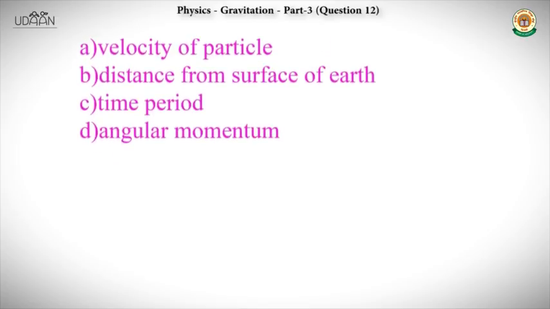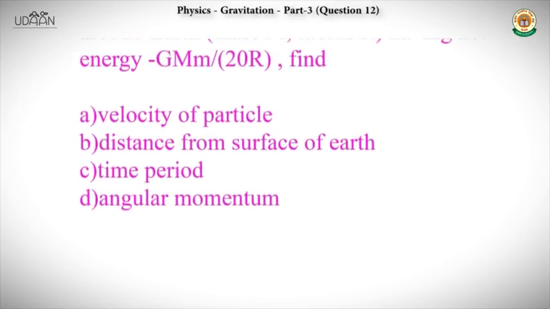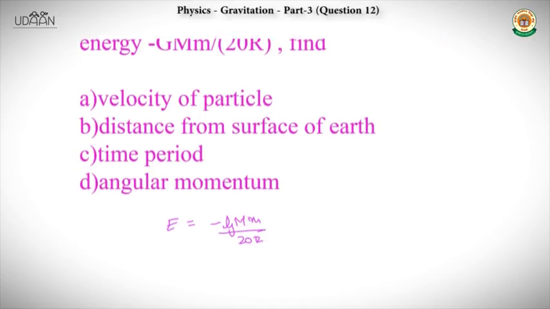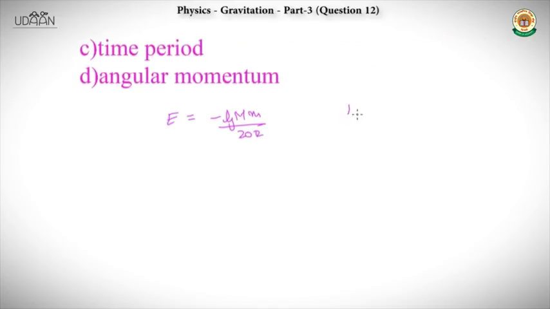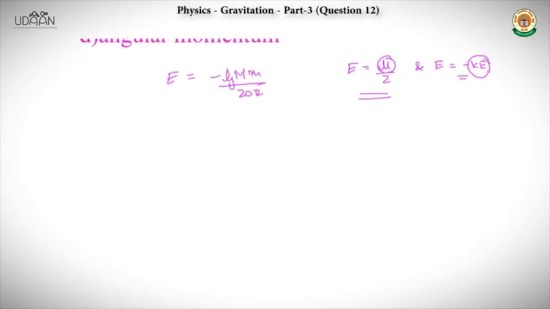We'll begin by writing down the energy. It's given as minus GM upon 20r. We'll use the previous relations: energy is equal to U by 2, and energy is equal to minus of kinetic energy. Using these we can find the potential energy and the kinetic energy. Once we find the potential energy, we can find the radius, and once we find the kinetic energy, we can find the velocity. This is the thought process that we have to employ at the beginning of the question.